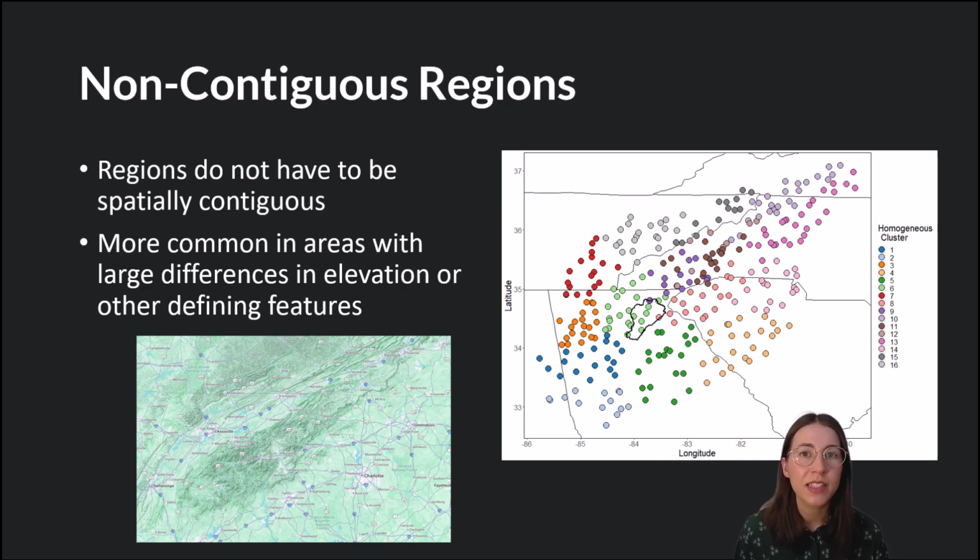Here's an example of sites in the eastern US, in Georgia, South Carolina, and North Carolina, that are colored based on their homogeneous region that they're assigned to. As you can see in the circled area, the regions are not spatially contiguous. They're overlapping slightly. This tends to be more common in areas with large differences in elevation or other defining features. If we hone in on this same area on a topographic map, you can see that this area corresponds to areas of high elevation along the southern Appalachian Range.